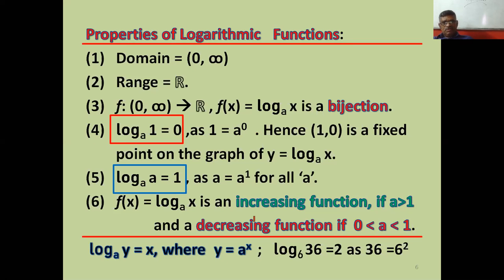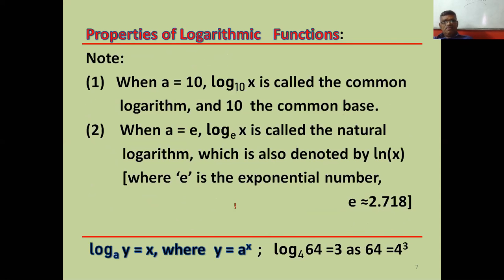Okay, log y base x when y equals a raised to x. When the base is 10, log base 10 is called the common logarithm and 10 is the common base. When a is the exponential number e, we know what e is: e is approximately 2.7, the irrational number e. When a is e, log x base e is called the natural logarithm, which is denoted by ln, ln x. But we are not using the term ln, we are only using log. In our subject, if you don't write the base, it is log base e. Okay?